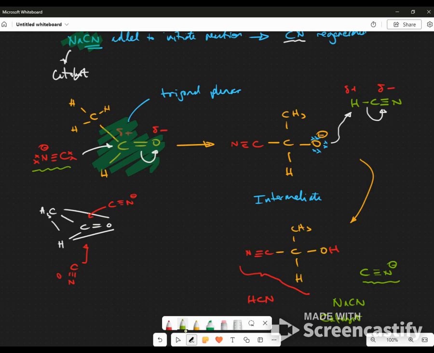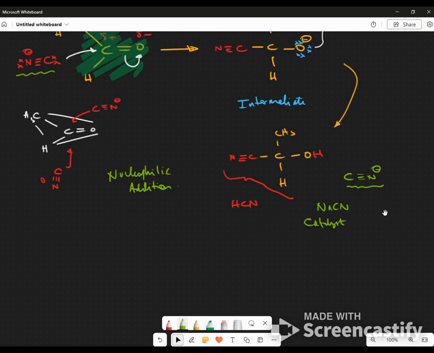Okay, so there you go. That's a nucleophilic addition reaction. So let's have a look at this. This is nucleophilic because the original thing attacked a positive center. So this is nucleophilic and it's an addition reaction. Okay, and this is on the carbonyl bit of an aldehyde.